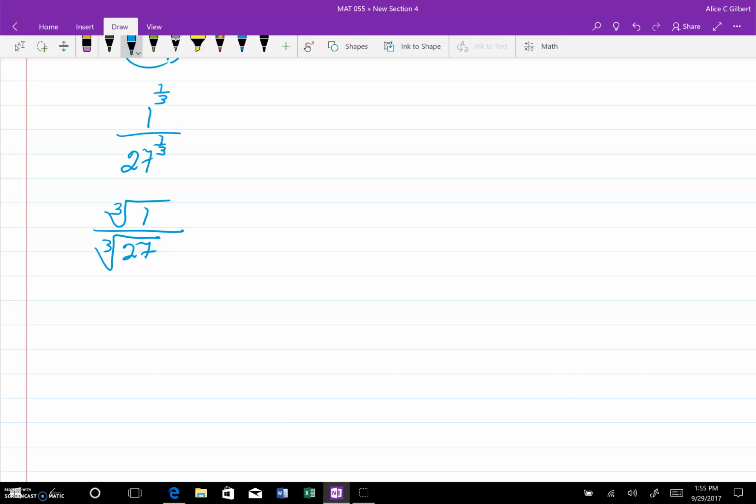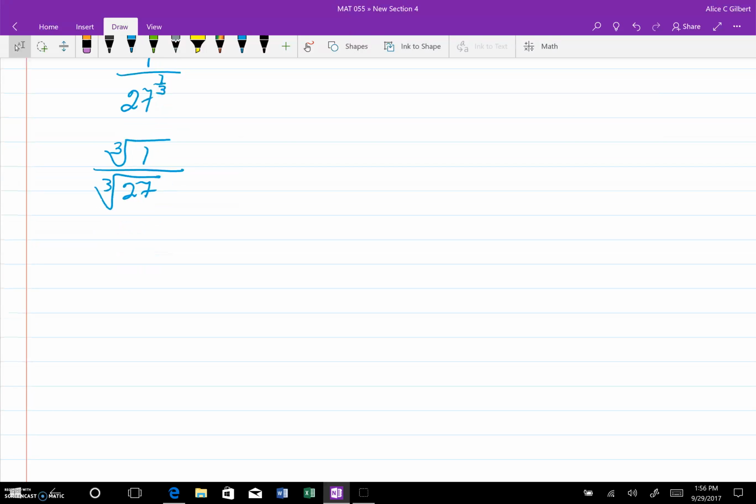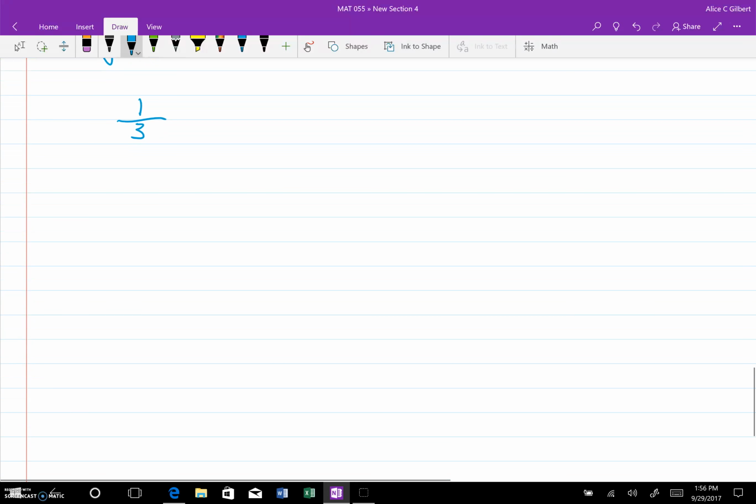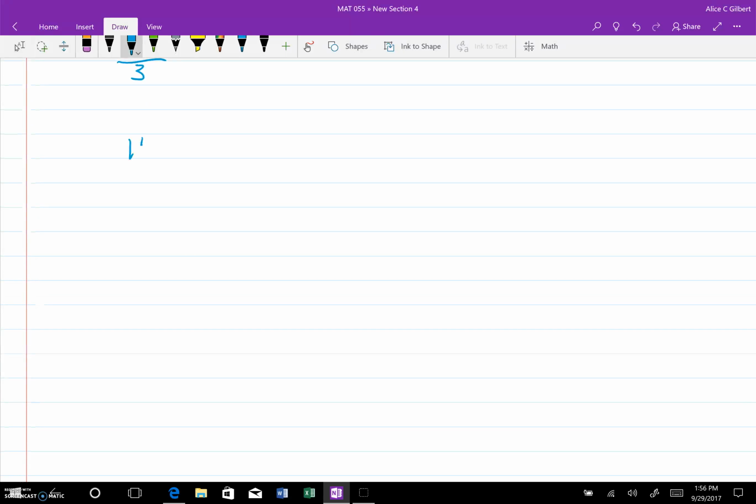Any root of 1 is 1. Just think about it the other way. What's 1 squared? 1. 1 cubed? 1. 1 to the 4th? 1. 1 to the 5th? 1. What's 1 to the 57th? 1. So any root of 1 is also going to be 1. Any root of 0 is also 0. So the cubed root of 1 is 1, and the cubed root of 27 is 3. I'm done.